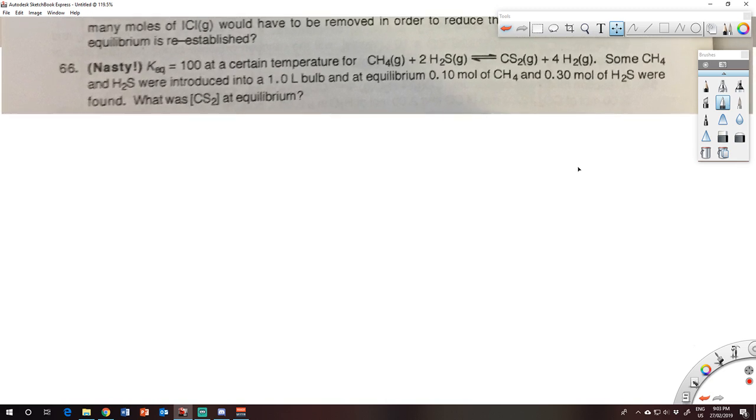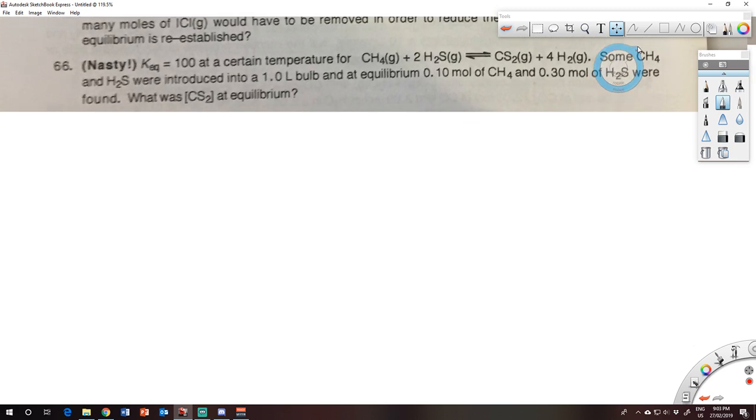This one might actually take a little bit of effort because I don't think I've actually solved this one before. I feel bad for saying that, but that's okay. We can work through it. Okay. So it tells us that there were some CH4 and H2S in a 1 liter bulb. At equilibrium, we have the following. And we want to know what is the concentration of CS2. Okay. We have a lot of unknowns to work with. So this is going to be a fun problem. Very, very fun problem, if you can consider this fun.